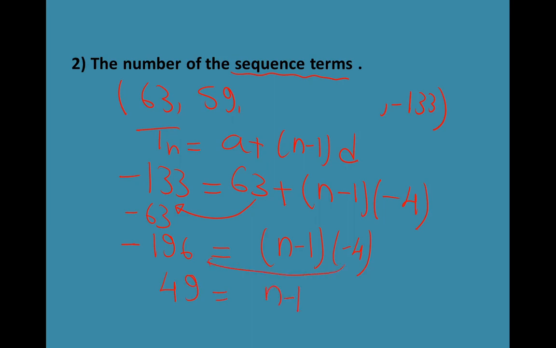I'll transfer negative 4 to the left hand side by dividing negative 196 divided by negative 4. Then n minus 1 equals 49. Then n equals 49 plus 1 equals 50. Therefore, T50 equals negative 133. Therefore, this sequence has 50 terms. The number of terms of this sequence equals 50 terms.